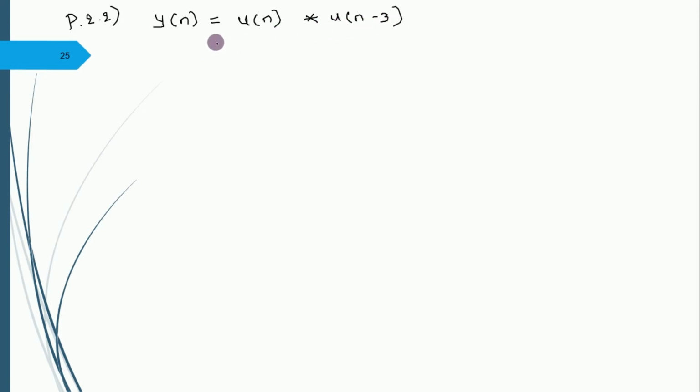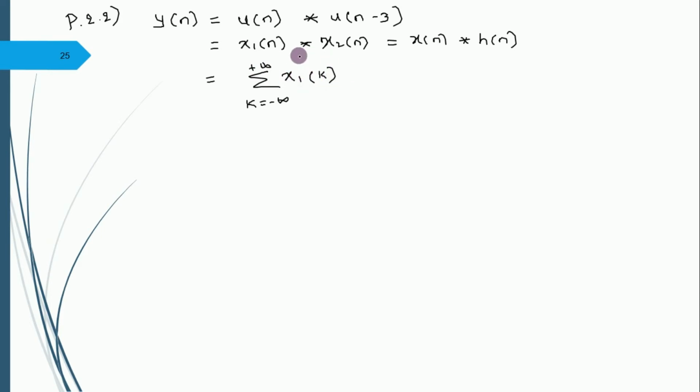What's the meaning? It's like I have been given two signals, x1 of n convolved with x2 of n. You can assume it as x of n convolved with h of n as per our wish. So we have two signals, and we have been asked to convolve them. So it can be written as summation k equal to minus infinity till plus infinity x1 of k x2 of n minus k. This is a formula. In place of x2 you can write even h. It doesn't matter. Okay.